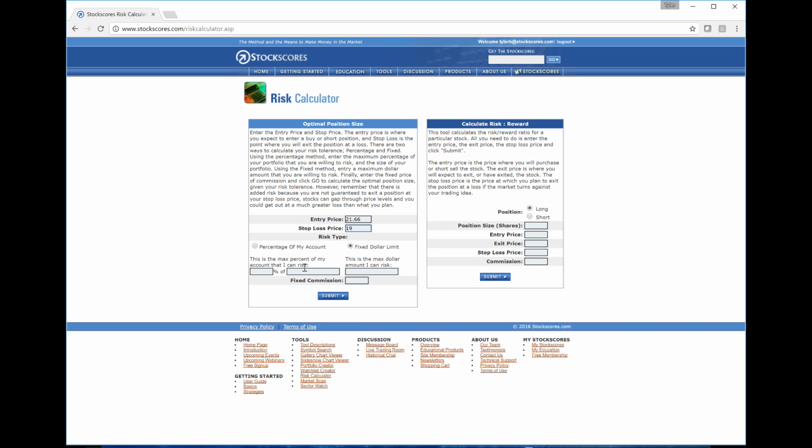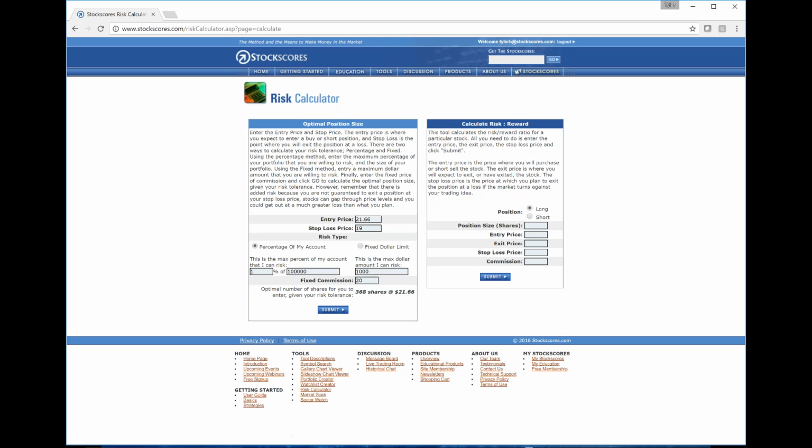And now we have to determine how much we're willing to risk on this trade. Do we want to risk a percentage of our account? We may say, okay, I have a $100,000 retirement savings plan, and I'm willing to risk 1% of that, and I pay $20 of commission in and out. So I click on submit, and it tells me that I can afford to buy, and it's a little small here, so I'll circle it, 368 shares, which we would round off to 370 or something like that.